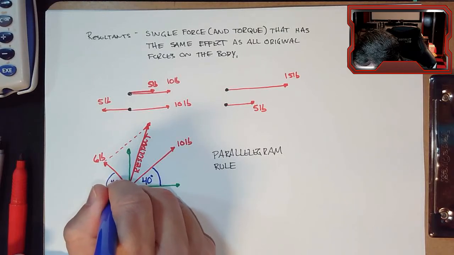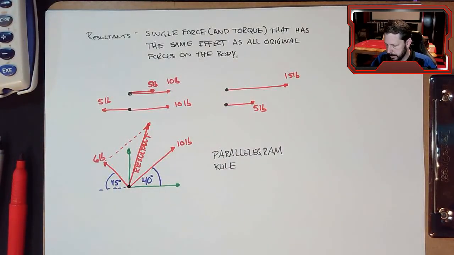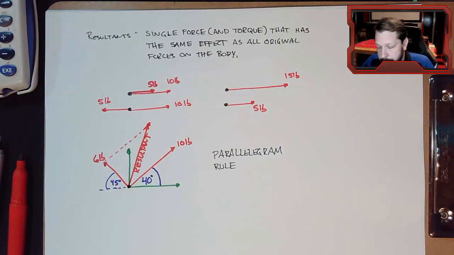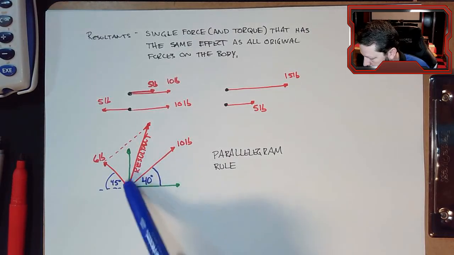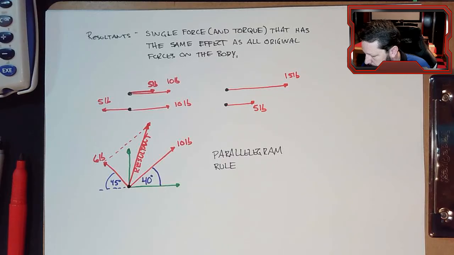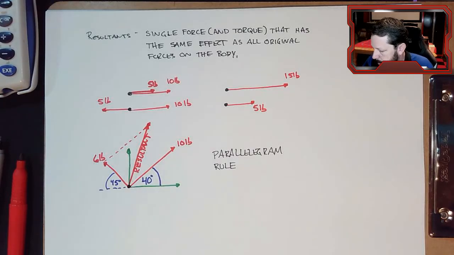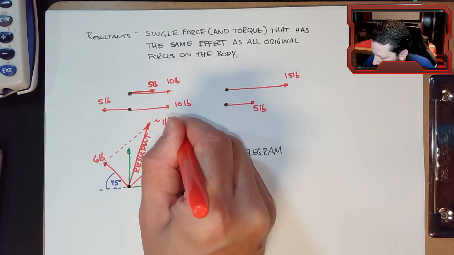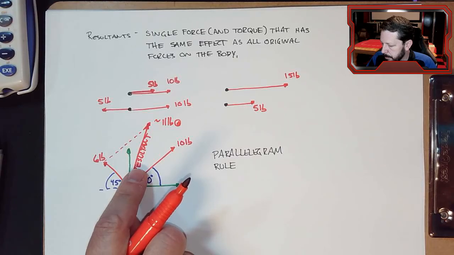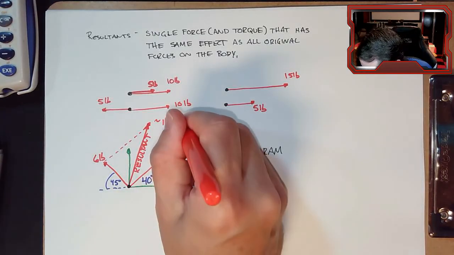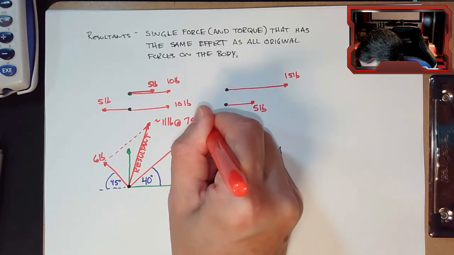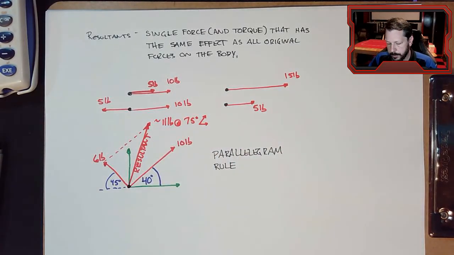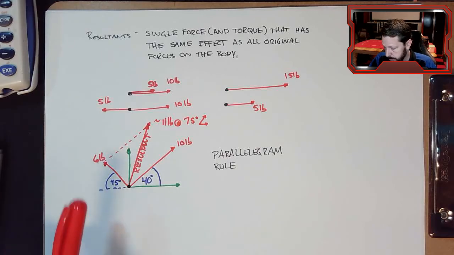So if you did a really good job of measuring and drawing things, then the length of this vector gives you an indication of what you could expect if you were to calculate the resultant. Looking at this, it's longer than the 10, but maybe not much longer. So maybe this is 11, I'm going to put approximately 11 pounds. And that's at a really steep angle, so maybe like 75 degrees.